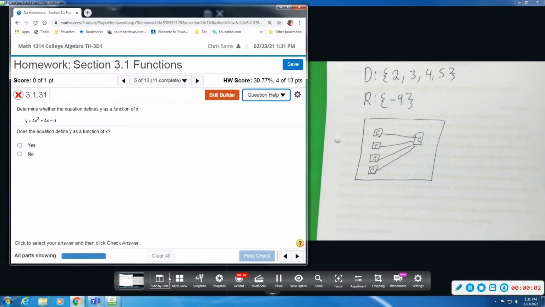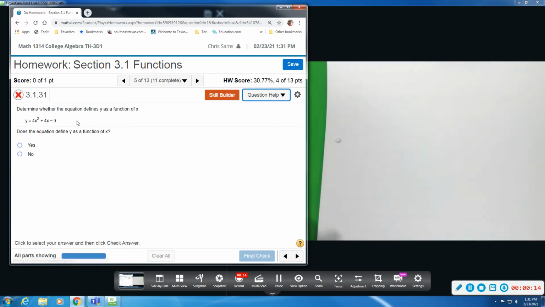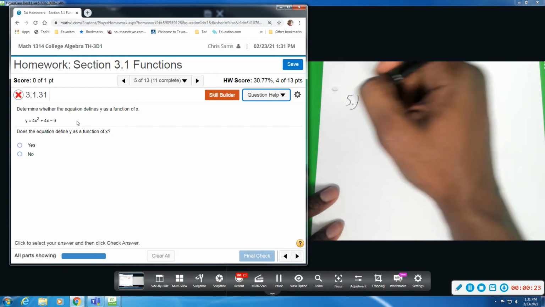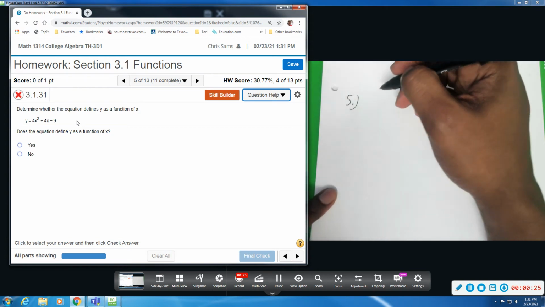Alright, number 5, we want to determine whether the equation defines a function. So, with an equation, there are methods to solve, finding the inverse if it's 1 to 1, but we haven't learned that yet, so it's best to look at the graph, or know what the graph of an equation looks like.